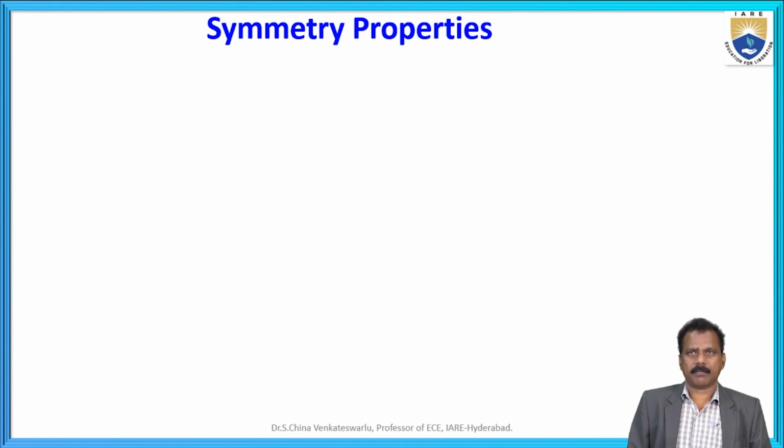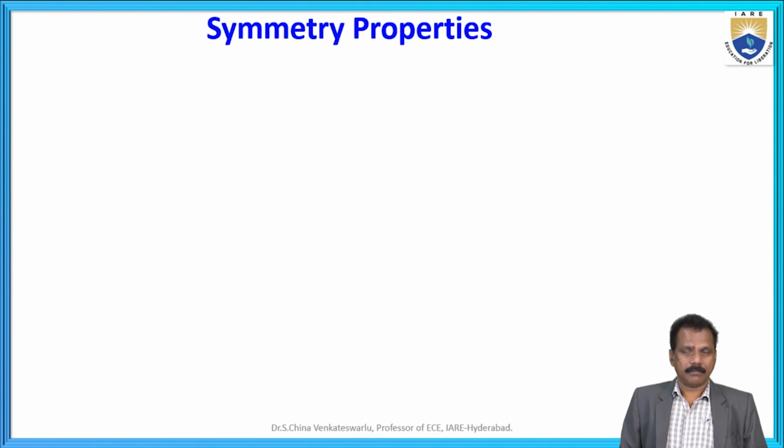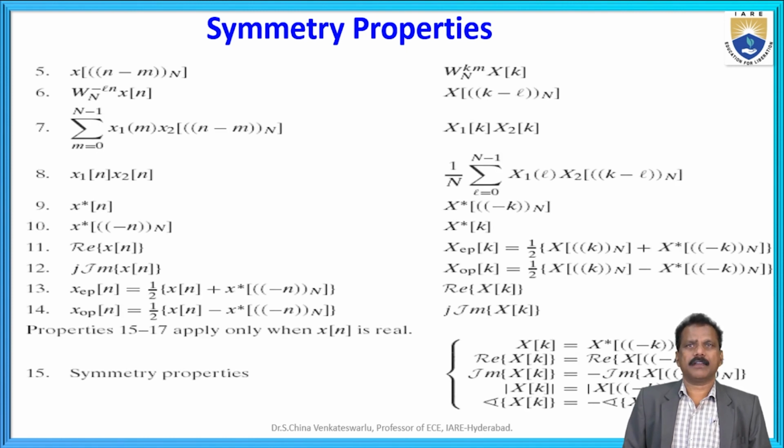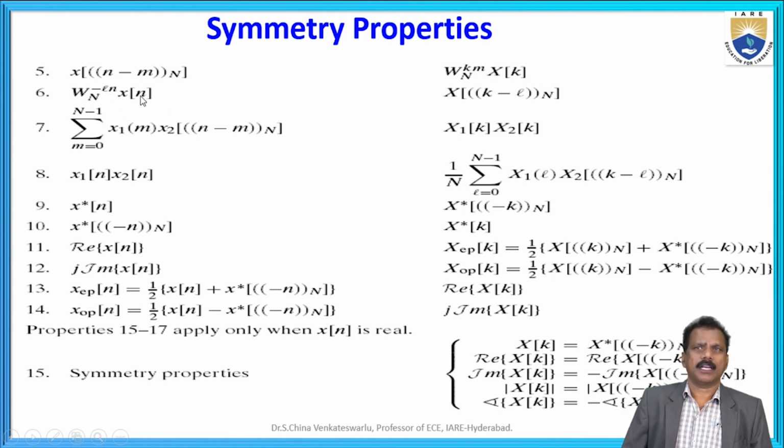The next property is the symmetry property. This property is a variation of the DFT and IDFT, and we verify it here. Here x of n minus m modulo N, W N power k n x of k, W N e power l n x of n, x of k e l of n. The summation m equal to 0 to N minus 1 of x1 of m into x of n minus m modulo N. Like here, x1 of k, x2 of k, and x1 of n and x2 of n.